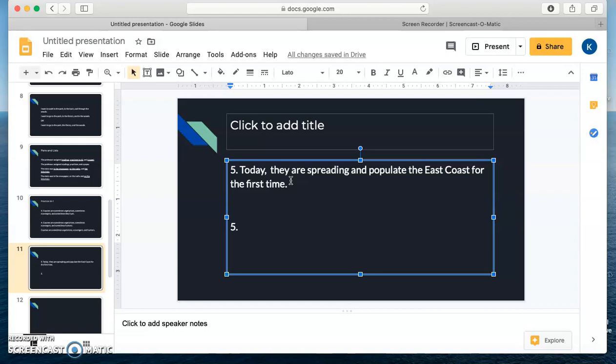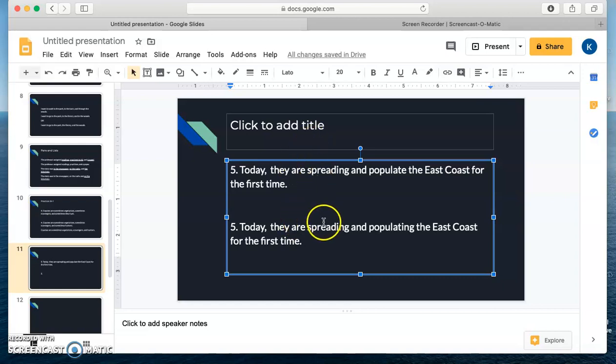So once again, take a second, pause the video if you need to, and let's come back together and decide how we want to make this parallel. Once again, I'm assuming that you have come up and are ready to discuss how to solve this sentence. Again, a couple of different ways that you might have solved it for simplicity's sake. You might have just written today, they are spreading and populating the East Coast for the first time.